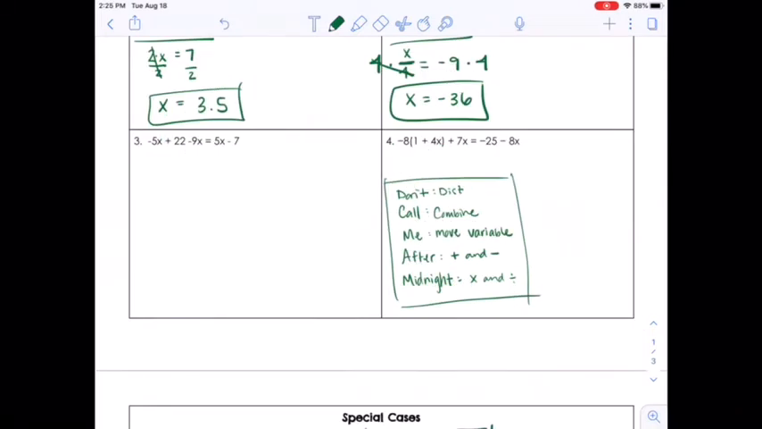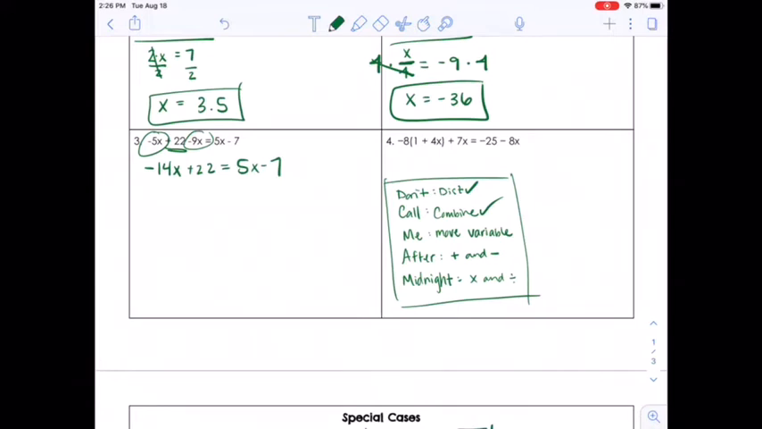Our next two are going to be multi-step equations. So I've written "don't call me after midnight" off to the side. You guys should be familiar with that. But for number 3, we're going to start with distribution, but there are no parentheses, so we're good. So we can go ahead and combine our like terms that are on the same side of the equation. So I've got negative 9x and negative 5x is going to give us negative 14x. And we still got that positive 22, so we can't forget that. And that's all equal to 5x minus 7.